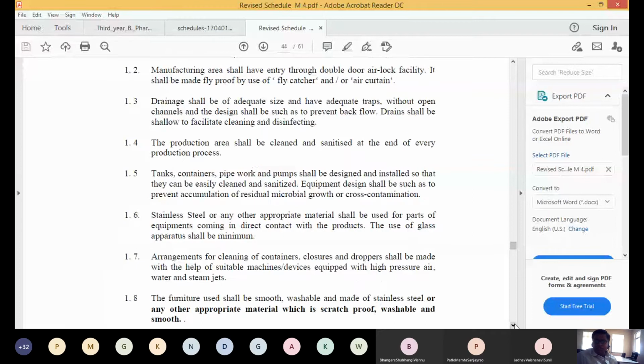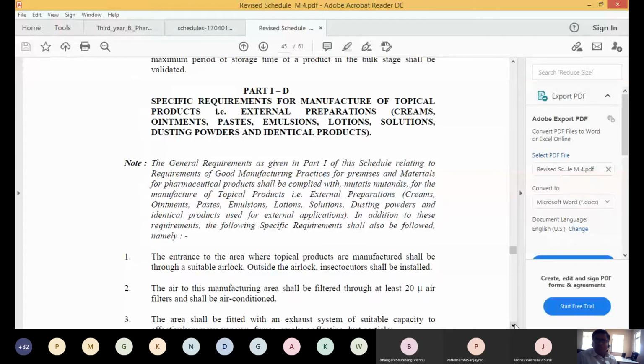Again, Schedule M covers all these requirements, from manufacturing to premises, manufacturing, water system, other requirements for these types of products. Next is Part 1B of Schedule M. In that, specific requirements for manufacture of topical products, that is external preparations. In that, creams, ointments, pastes, emulsions, lotions, solutions, dusting powder, and identical products. So this is Part 1B.